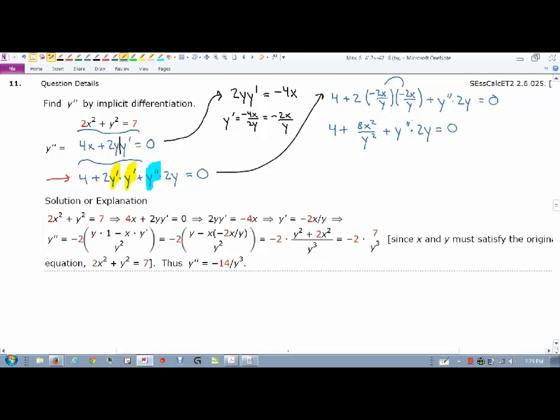Okay, let me isolate my y double prime. So I will take the 4 plus 8x squared over y squared to the other side.